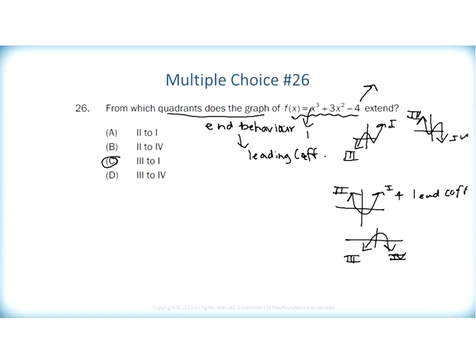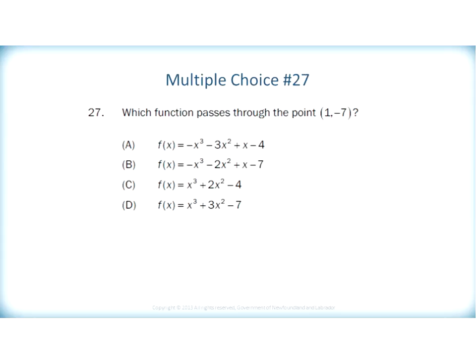This one here has a constant of -4, and that would mean that the y-intercept would be -4. So which function passes through the point (1, -7)? If it passes through the point (1, -7), when you put 1 in for x and -7 in for y, it should satisfy the function. So for example, in A, we would have -1 cubed, subtract 3 times 1 squared, subtract 1, subtract 4. And of course, that does give us -7, so the answer would be A.